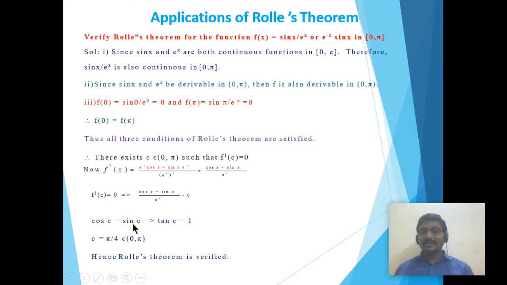Dividing with cos c we will have cos c by cos c is 1. Sin c by cos c is tan c. Tan c equal to 1, which implies that c is pi by 4, because 1 can be taken as tan pi by 4. Applying tan inverse on both sides, we will have c is pi by 4. Clearly c value belongs to open interval 0 comma pi. Hence the Rolle's theorem is clear.